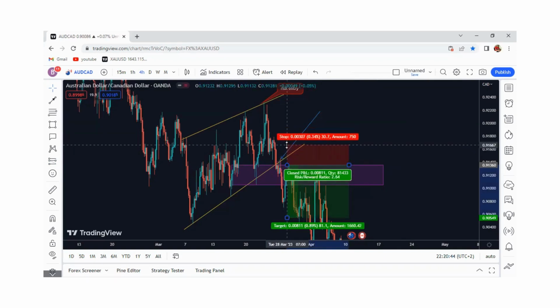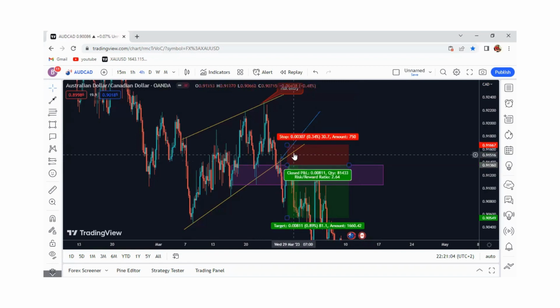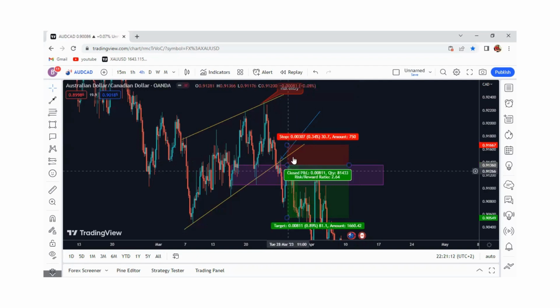That's my minimum. Even if I could put it here, I don't do that, because I have to give it space. Sometimes it can go down, then come back and do another retest. If my stop loss is here, obviously it will take me out. Sometimes it does that: comes for a retest, then goes down, then comes back again for another retest, and then that's when it goes down.